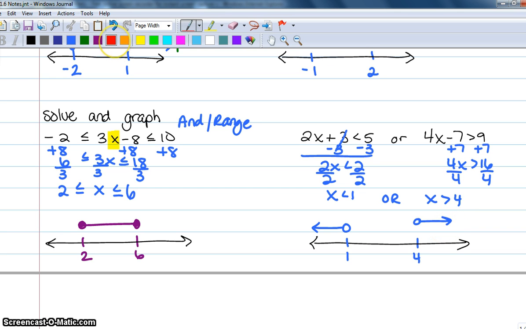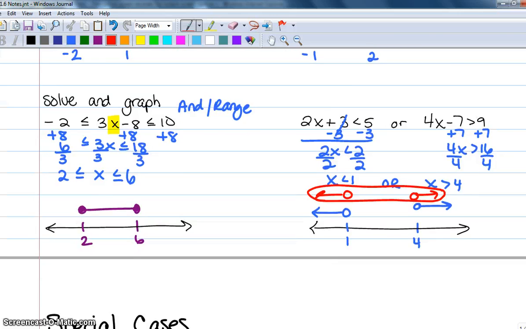And now "or" means combining everything. So I want every number from this set and every number from that set. I'm going to combine them into one set. So I'm just going to recopy them on a third level. Alright, we are getting there.